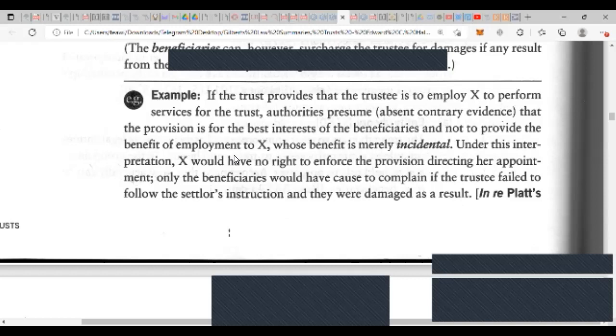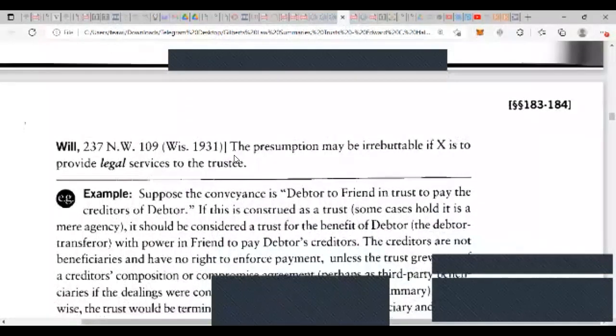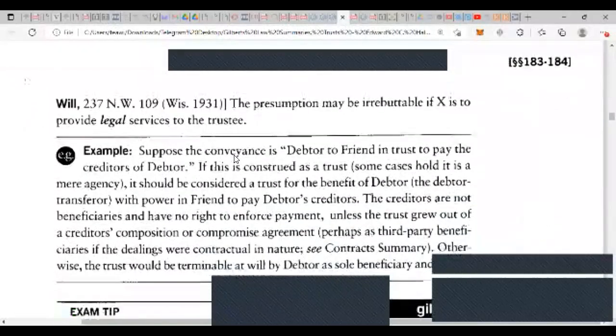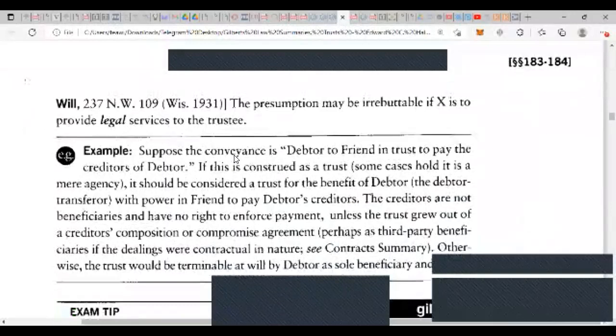Under this interpretation, X would have no right to enforce the provision directing her appointment. Only the beneficiaries would have cause to complain if the trustee failed to follow the settlor's instructions and they were damaged as a result. In re Platt's Will, 1931, from Wisconsin. The presumption may be irrebuttable if X is to provide legal services to the trustee.